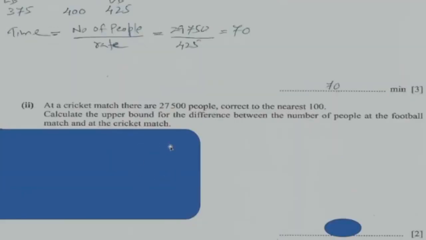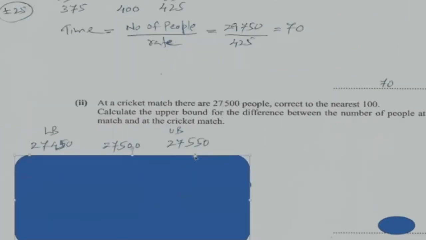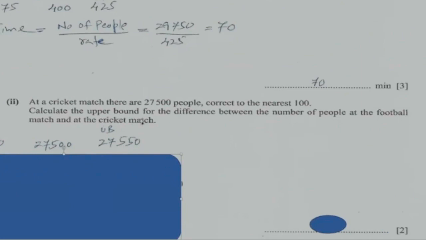At a cricket match, there are 27,500 people, correct to the nearest 50. So upper bound, 27,550 is the upper bound. Lower bound is 27,450.